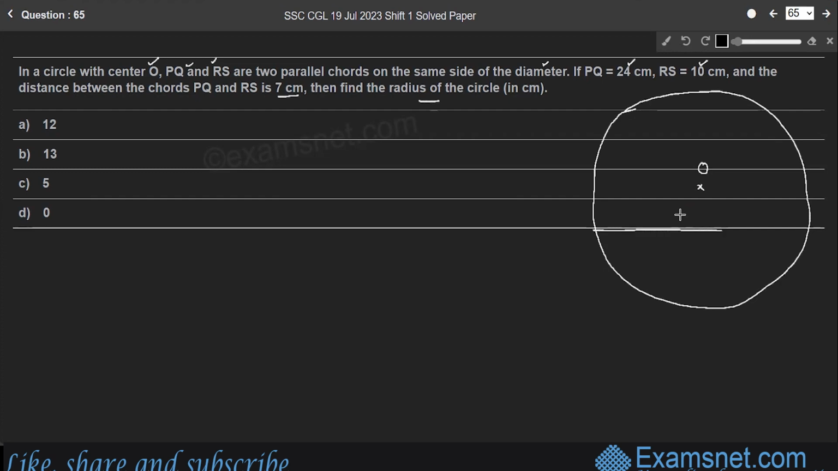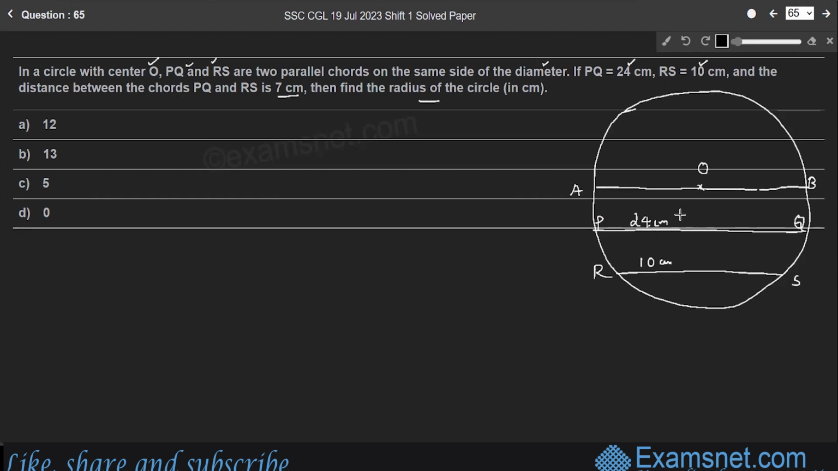So we'll consider a chord PQ and another chord RS on the same side of the diameter, right? If you consider a diameter, let it be AB. Here chords PQ and RS are on the same side of the diameter. Here PQ is 24 centimeter, RS is 10 centimeter, and the distance between the chords is 7 centimeter. Since two chords are parallel to each other, if you take the distance, here it is 7 centimeter.